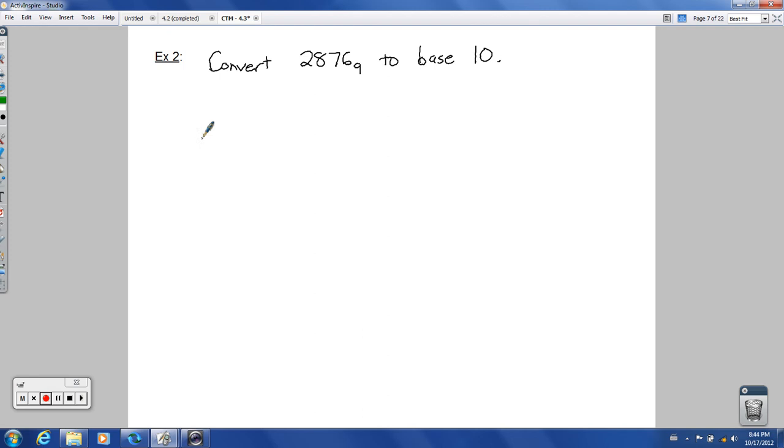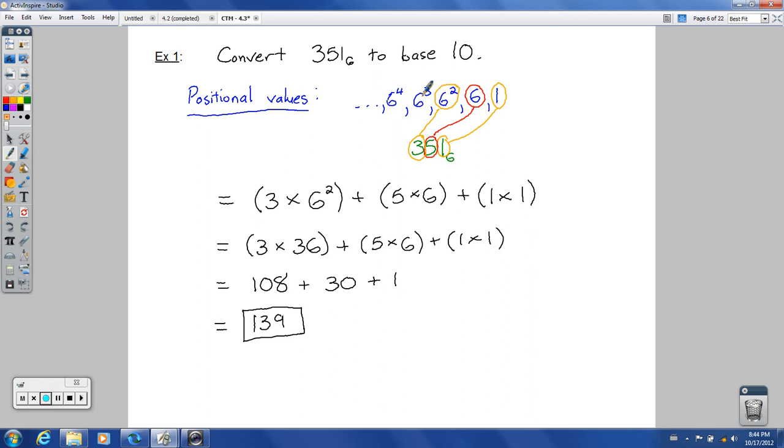So let's write out here again the positional values. What would the positional values be for base 9? Hopefully you're starting to get good at this. We'd start with a 1. I'm going to work my way backwards. Well, we've got 9, and then we've got 9 squared, and then 9 cubed, and so on. So it's the same sort of idea as here, 6 squared, 6 cubed, 6 to the 4th.